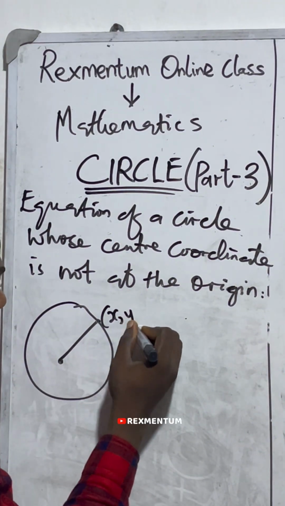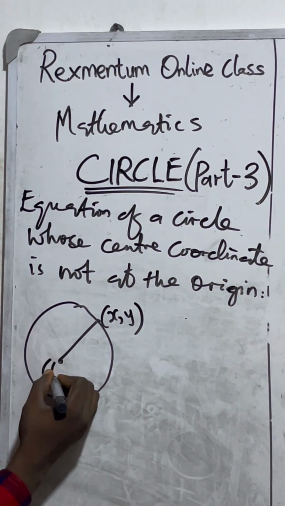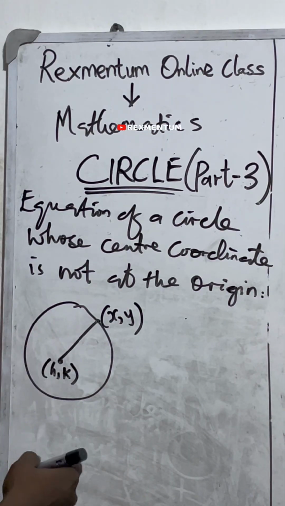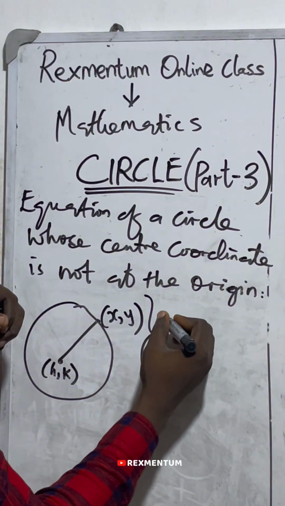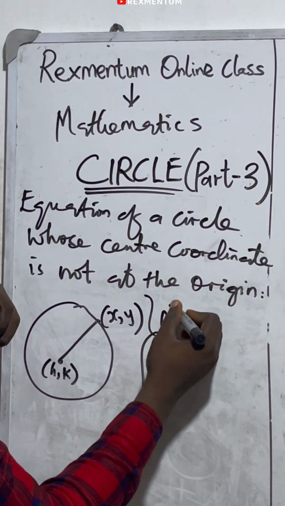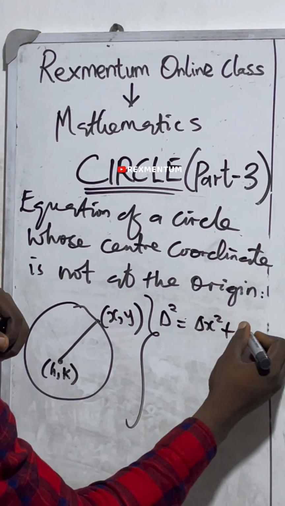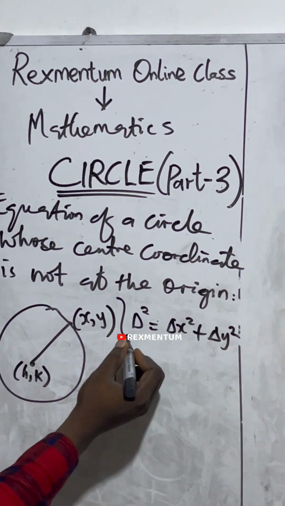A point on the circumference is still (x, y), but the center now, let's use (h, k) as our center, not (0, 0), since it's not at the origin. Now don't forget what I told you: if you are calculating distance, distance squared is equal to change in x squared plus change in y squared. The same thing is applicable here.